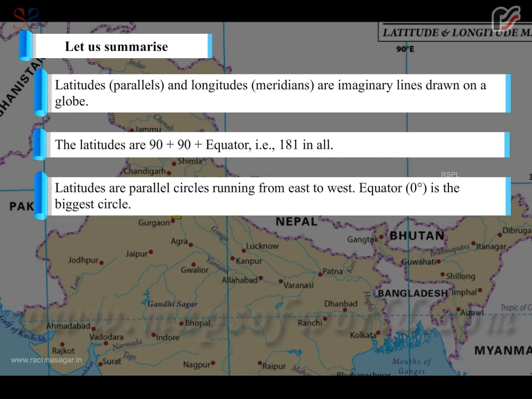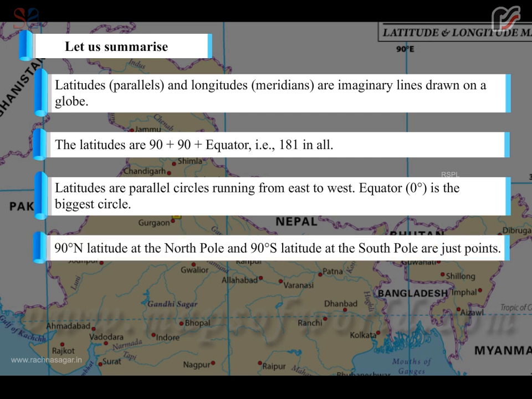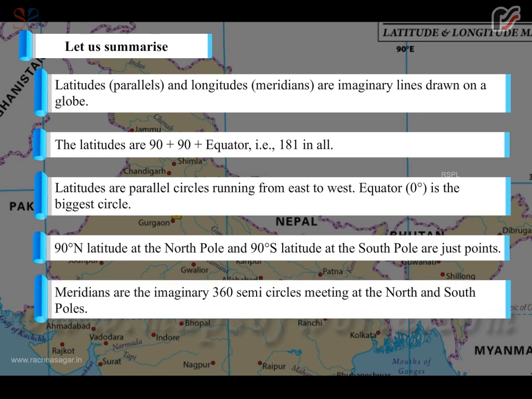Equator, 0 degree, is the biggest circle. 90 degree north latitude at the North Pole and 90 degree south latitude at the South Pole are just points. Meridians are the imaginary 360 semicircles meeting at the North and South Poles.